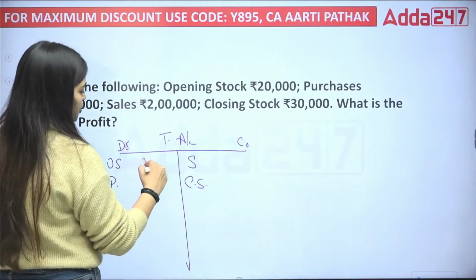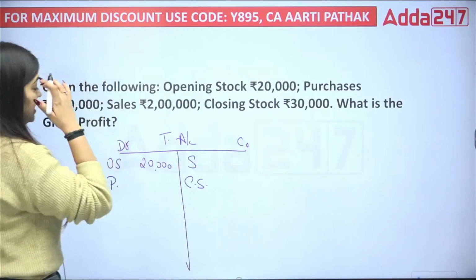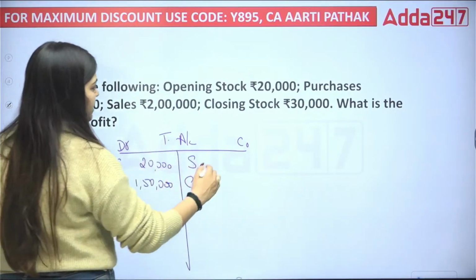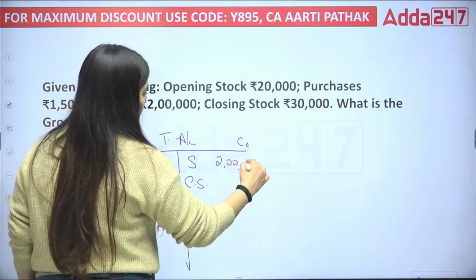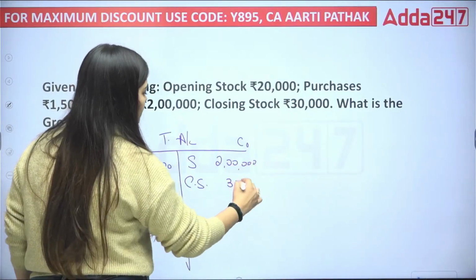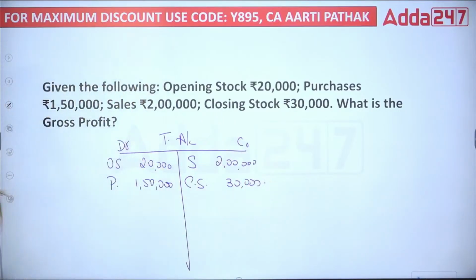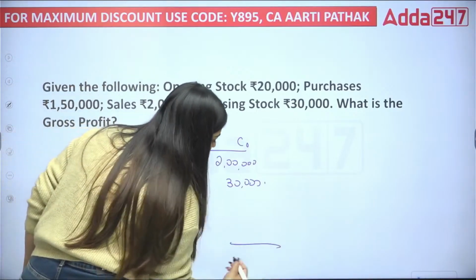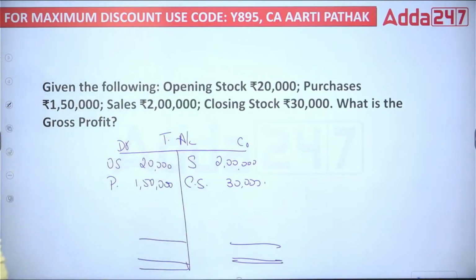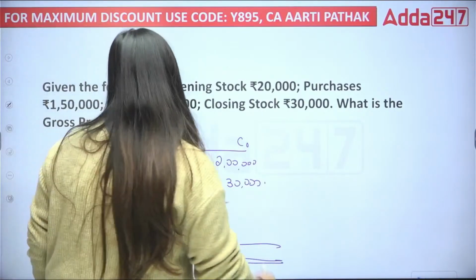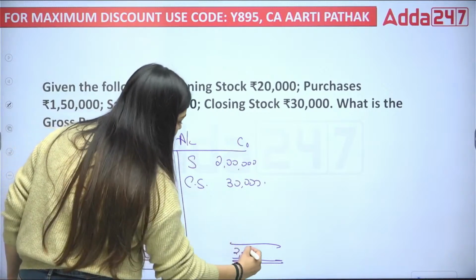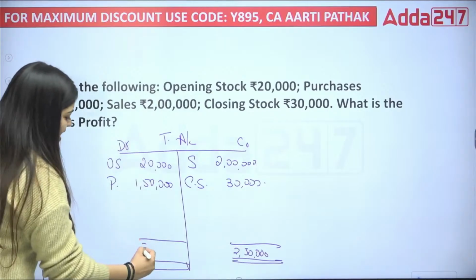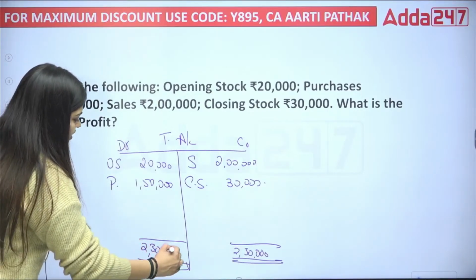So, opening stock 20,000. Then you have purchases 1,50,000. Then sales you have 2 lakhs, and closing stock 30,000. So what is the gross profit? See, ultimately you need to make these two sides equal, debit equal to credit. If you add your credit side, that is 2,30,000. And on the debit side this is 170, so the maximum value will be kept here, that is 230.